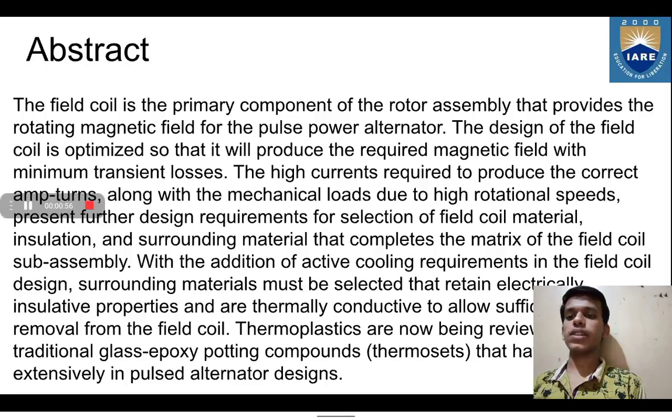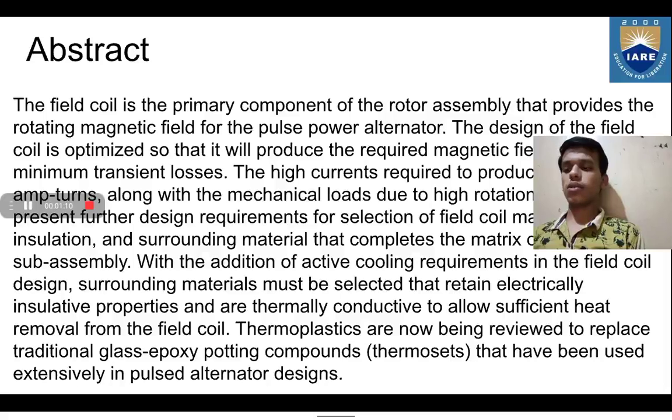presents further design requirements for selection of field coil material, insulation and surrounding material that completes the matrix of the field coil subassembly. With the addition of active cooling requirement in the field coil design, surrounding materials must be selected that retain electrically insulative properties and are thermally conductive to allow sufficient heat removal from the field coil. Thermoplastics are now being revived to replace traditional glass epoxy potting compounds, which are thermosetting plastics that have been used extensively in pulsed alternator designs.